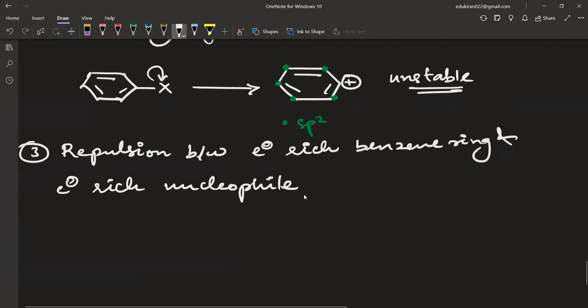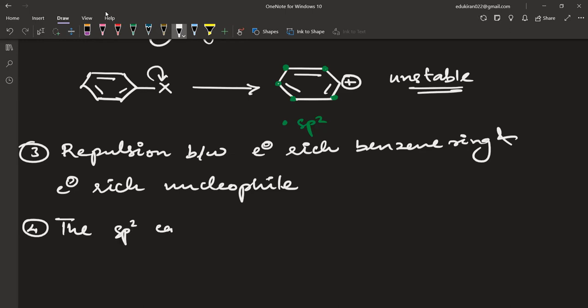What is there? We have benzene ring and a chlorine and a nucleophile. Nucleophile is also electron rich. There will be repulsion. It is going to attack, but the electron density will repel the nucleophile, so the nucleophile cannot attack here. So repulsion between electron-rich benzene ring and electron-rich nucleophile is the reason why the attack does not happen in SN2. Okay. Now, furthermore, write the fourth point.